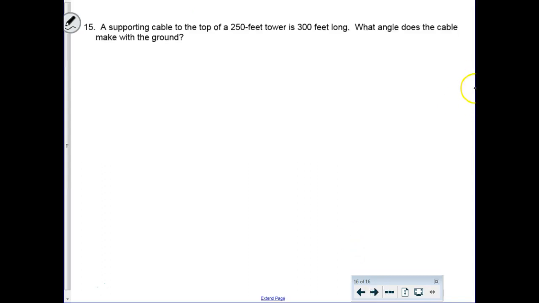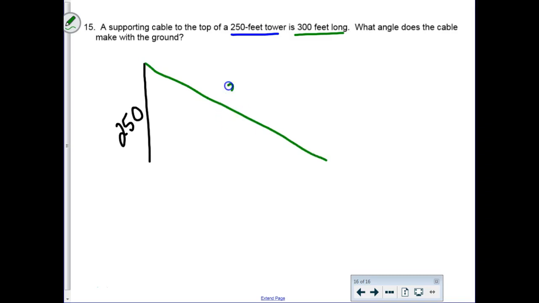Alright, I got one more question here. We have a supporting cable to the top of a tower. Okay, I'm not drawing a tower, so pretend that's your tower. And the tower is 250 feet, so that's the height. And the tower is 250 feet, but then it says the cable is 300 feet long. So the cable connects the top of the tower down to the ground.